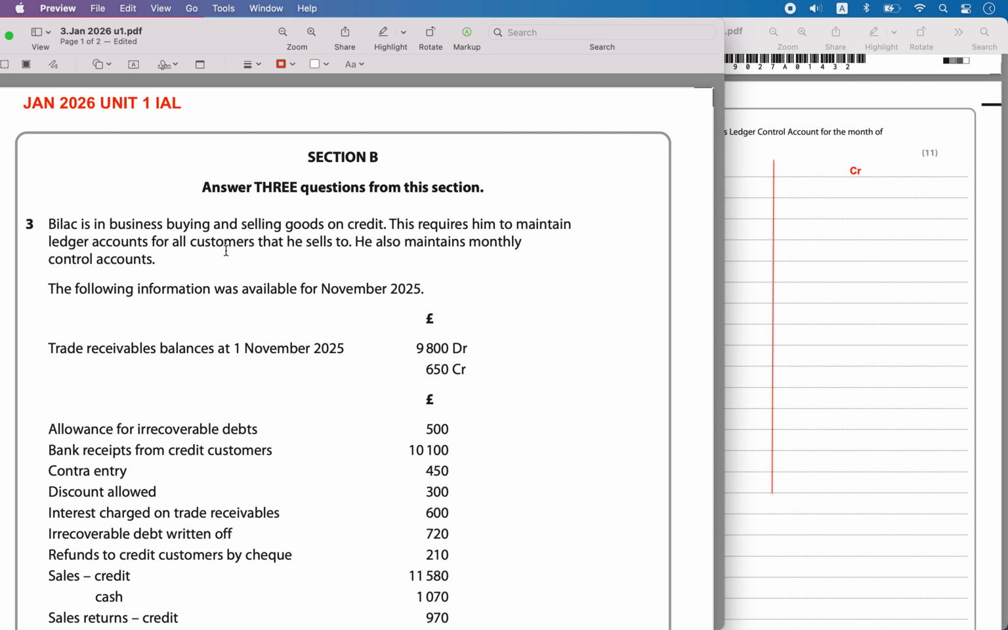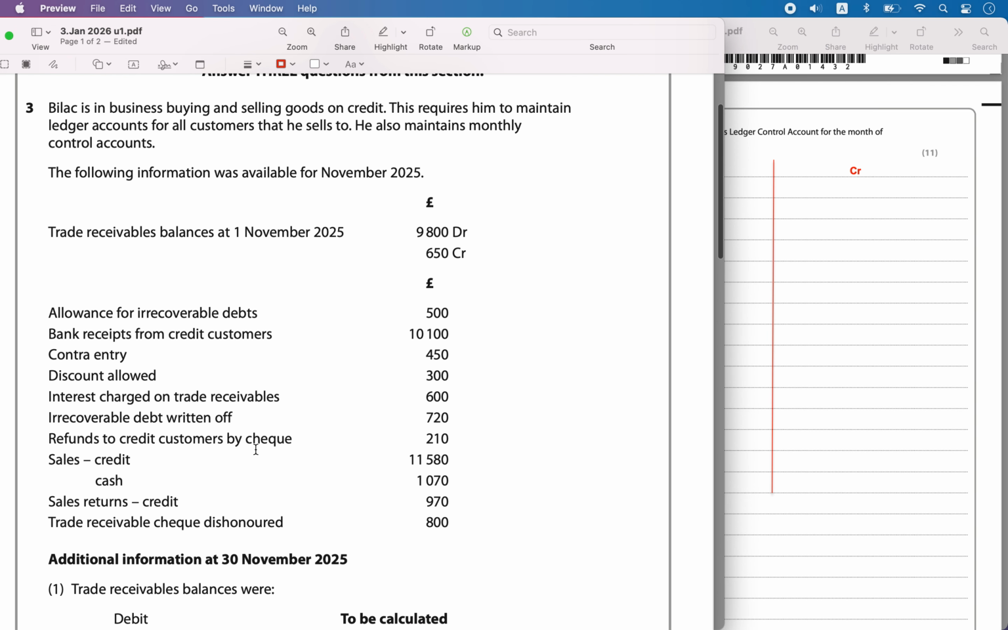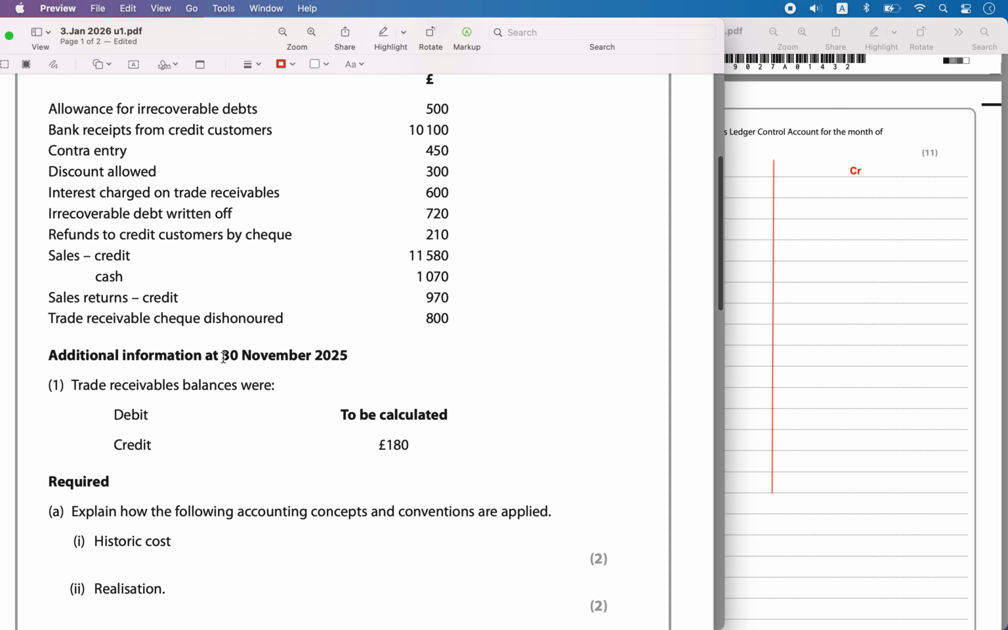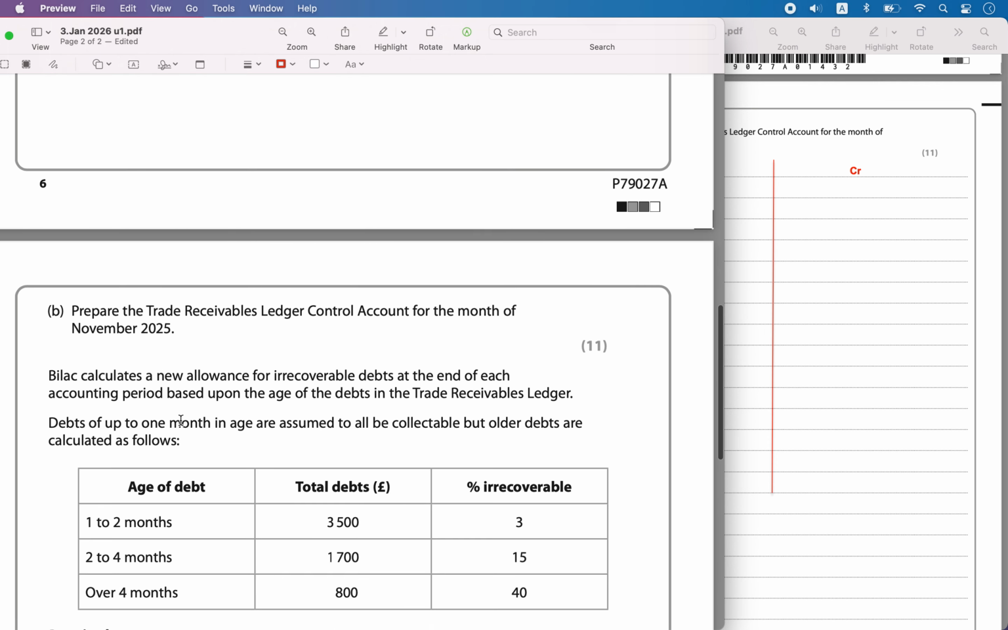Hello, today we are solving Jan 2026 Unit 1 IAL Edexcel accounting paper question number 3. Bilac is in the business of buying and selling goods on credit. This requires him to maintain ledger accounts for all customers that he sells to. He also maintains monthly control accounts. The following information was available for November 2025 and these were the balances. Then there was additional information at 30th November 2025 with regards to trade receivable balances.